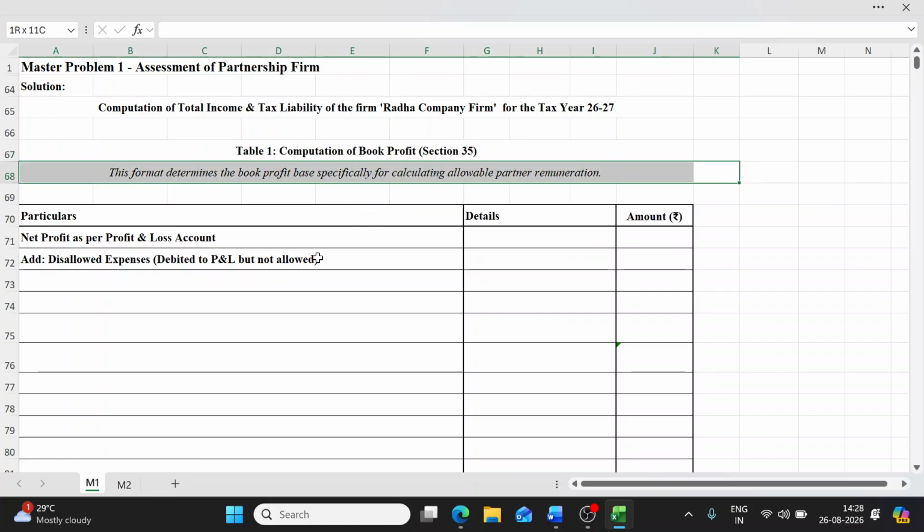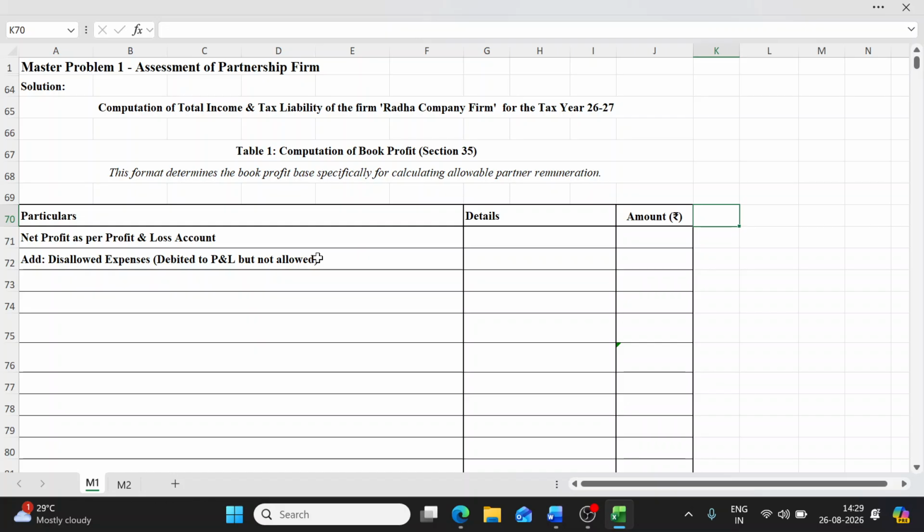Now what is the need to compute the book profit? The answer is very simple. In order to calculate the allowable partner remuneration, that is, how much remuneration should be paid to partners according to the income tax provisions, the required figure is book profit. So for the computation of allowable partners' remuneration, the figure we will use is the book profit. So we will find out book profit first.